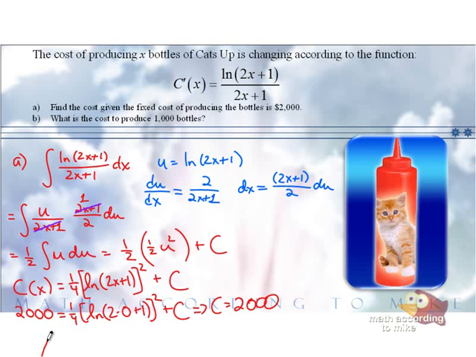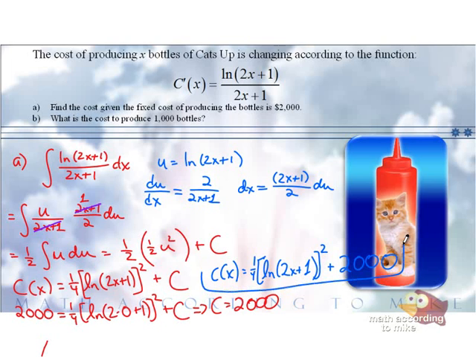Oh, you can't write that there apparently. So our final answer for C of x is 1/4 times the natural log of 2x plus 1 squared. Oh, Kitty. Kitty bottle pitcher, you're going to get in the way. Plus 2,000. Oh, blue on blue, that's easy to read. That's your final answer for part A.